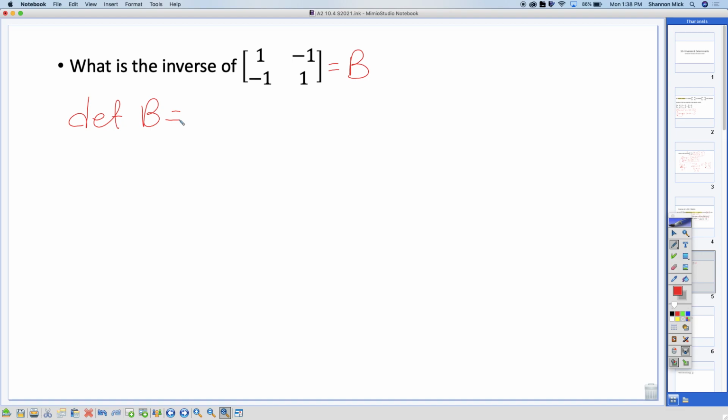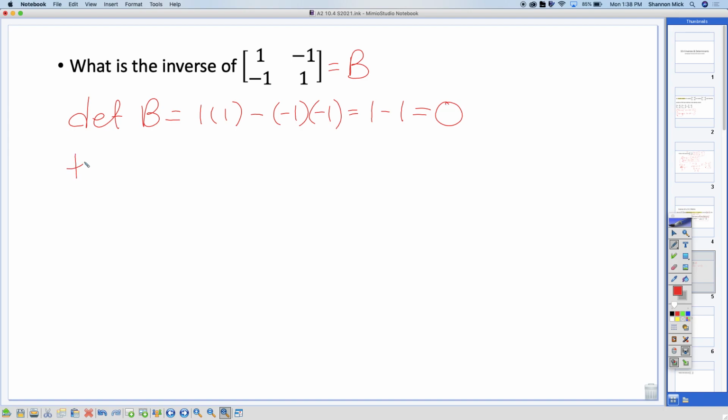Okay, so how do I find the determinant? Main diagonal, the product of the main, subtract, right? Yeah. So 1 times 1 minus a negative 1 times a negative 1. So that is 1 minus 1. It equals what? 0.